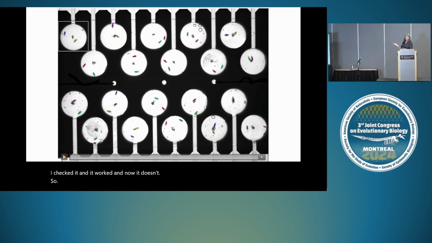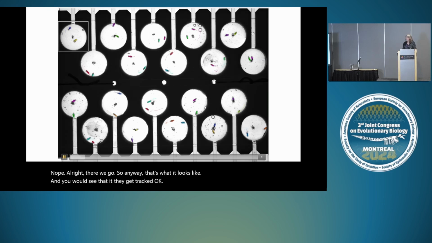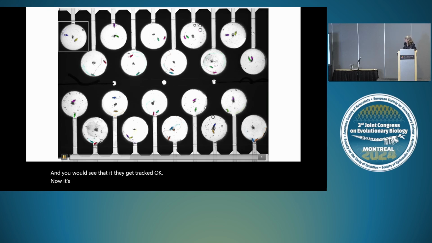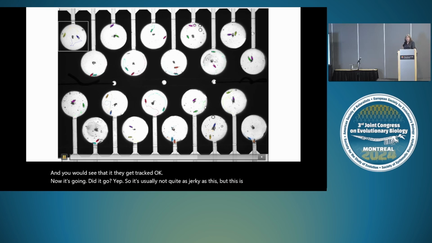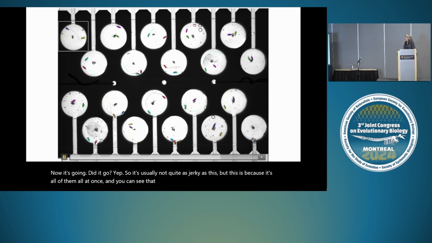So anyway, that's what it looks like. And you would see that they get tracked. Oh, now it's going. Did it go? Yep. So it's usually not quite as jerky as this, but this is because it's all of them all at once, and you can see that they're being tracked.